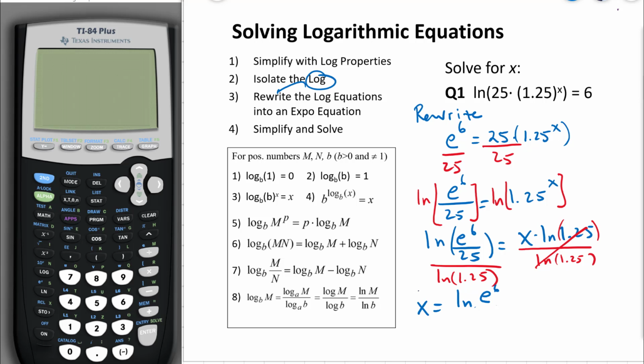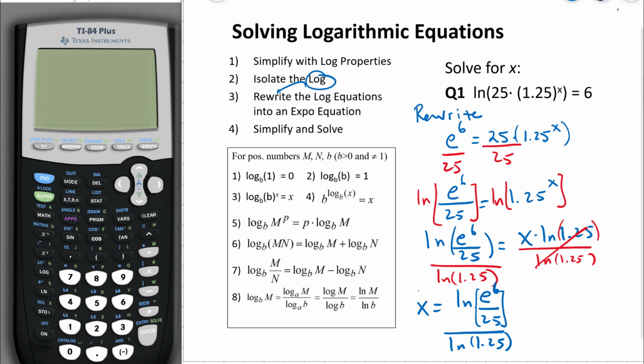So x equals the natural log of e to the 6th over 25, over ln of 1.25. Okay, so there is an exact solution, and I can plug all that into a calculator and get a decimal round off.